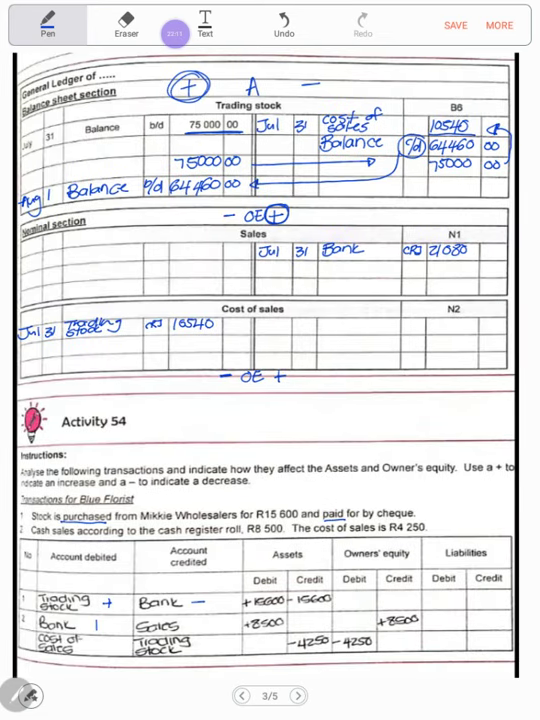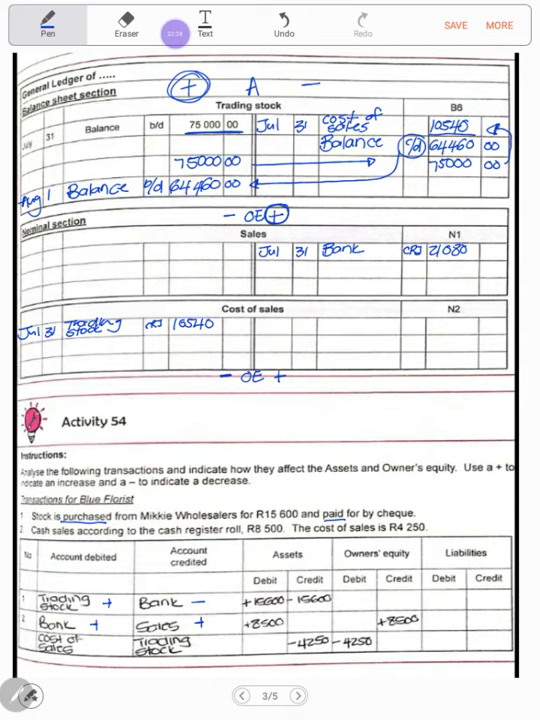It's an asset. Bank is increasing. Where's the money coming from? Sales. And obviously sales increases owner's equity on your credit side. So you're going to have plus on the debit side and plus on your credit side of owner's equity.